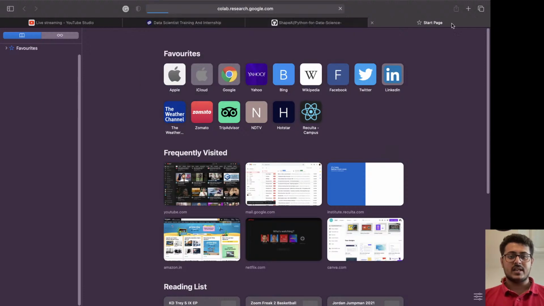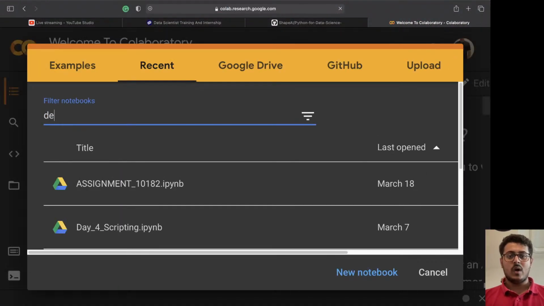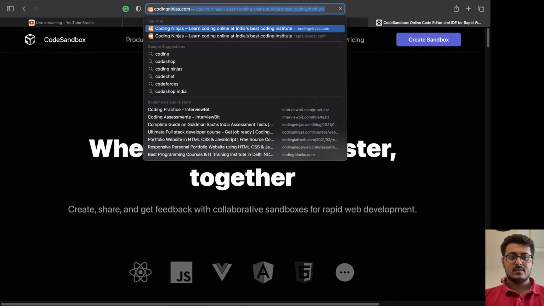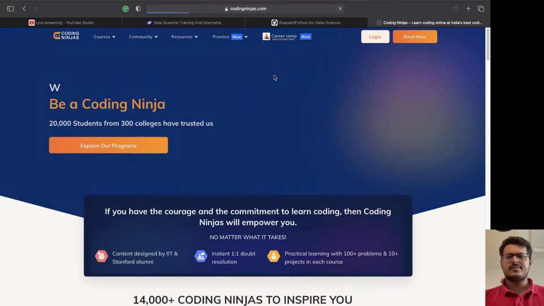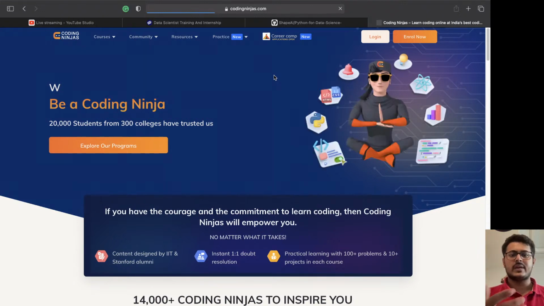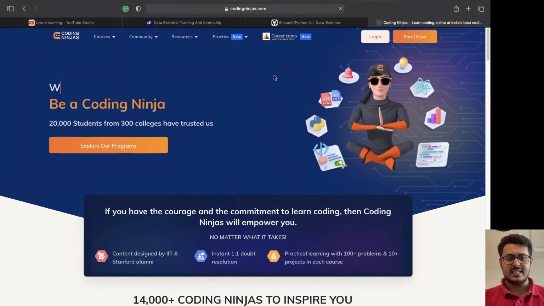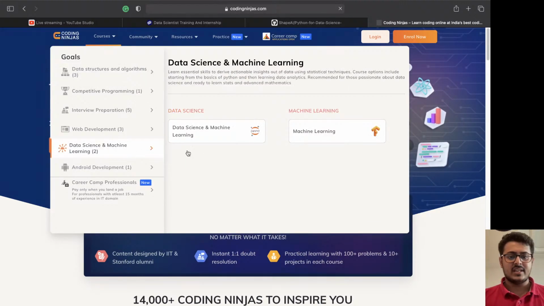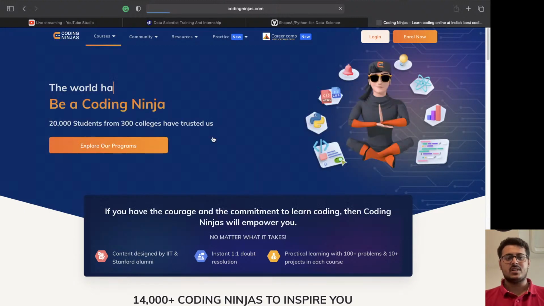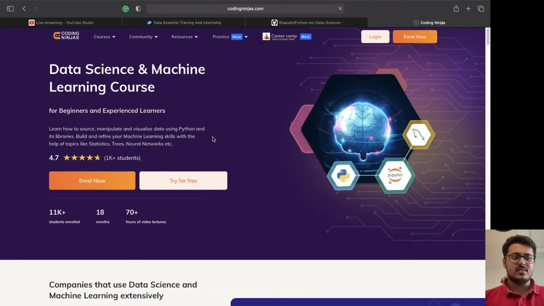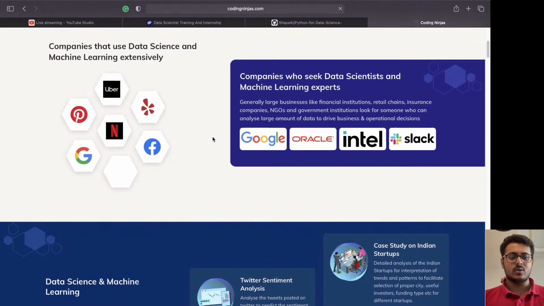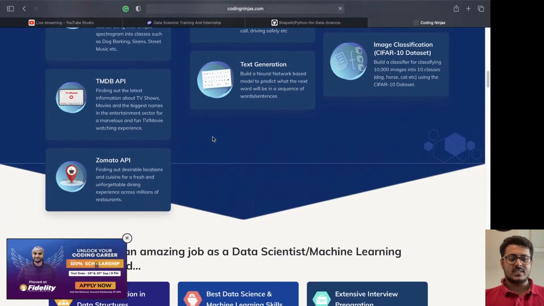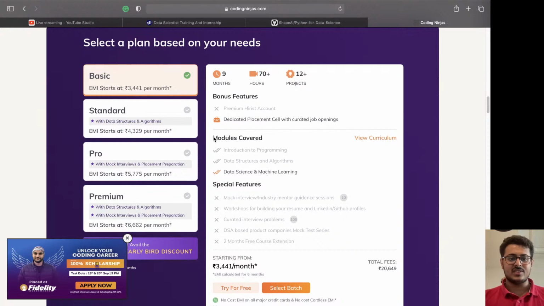For example, Coding Ninjas. Let us check that. If some of you are familiar with it, you may have seen some of the ads. Coding Ninjas is one of the startups that is doing well in the edtech space. If we take up data science and machine learning over here, this is not live, this is pre-recorded. That is one of the demerits.